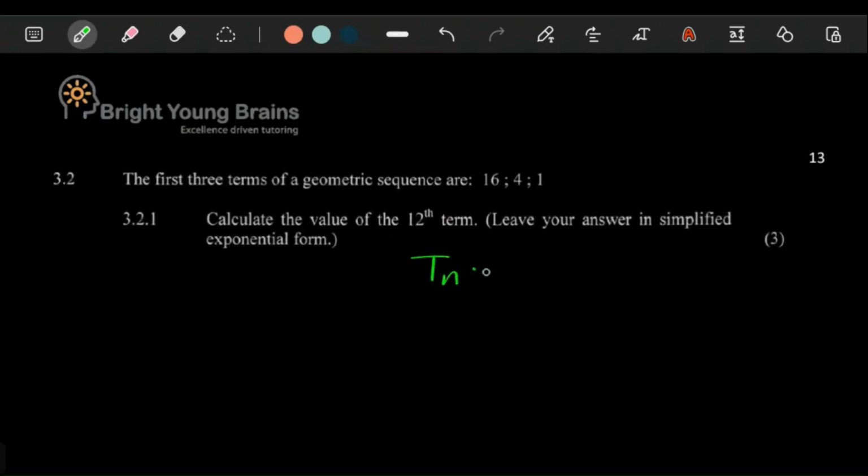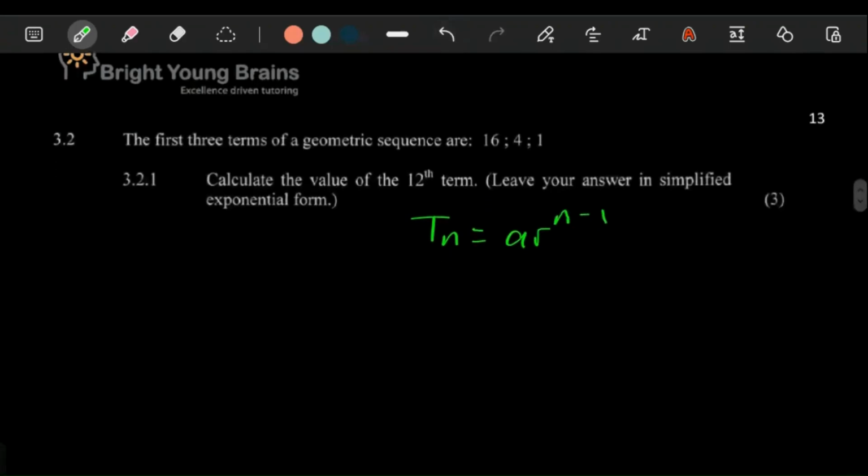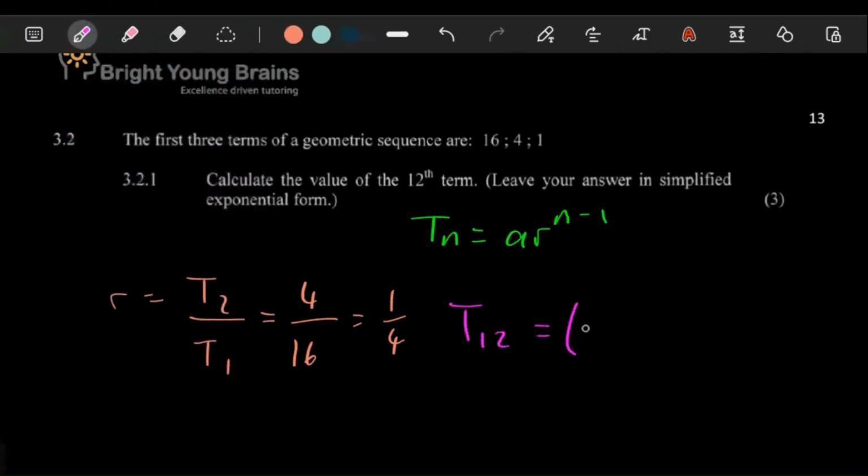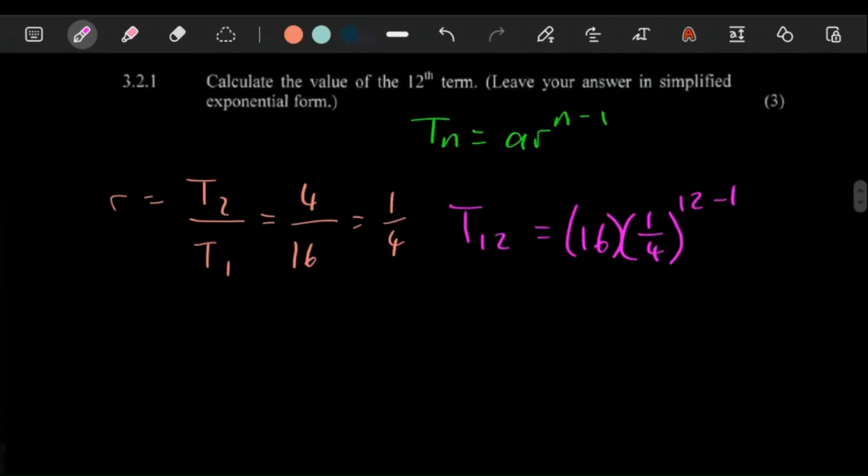So the general term, we get it from here. If you want to calculate the value of the 12th term, what you need is the value of r. Remember, r is just t2 over t1, which is just going to be 4 over 16, which is just a quarter. So what that means is the 12th term, t12: a is 16, r is a quarter, n is 12. They said the answer must be in exponential form. Don't mix these two because of the exponent. This is 16 times a quarter to the power of 11.